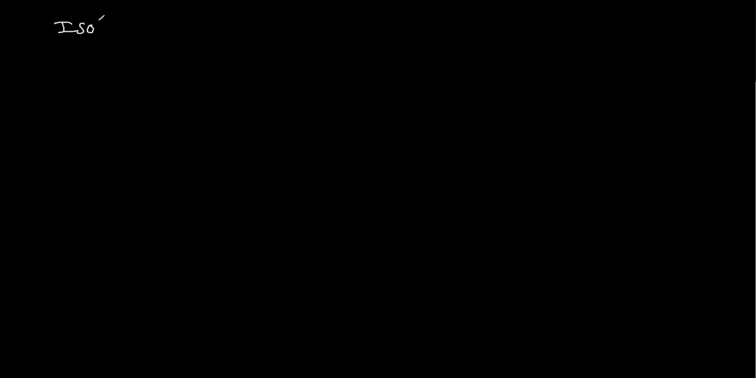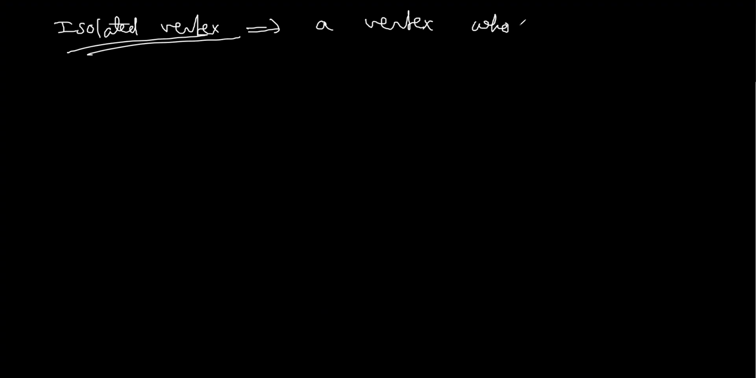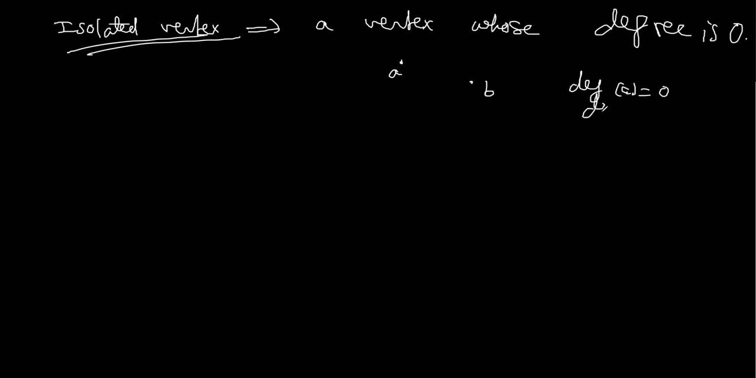What is an isolated vertex? A vertex whose degree is zero. For example, this A, B. A and B are not connected. So the degree of A is zero. Degree of B is zero. Understood?